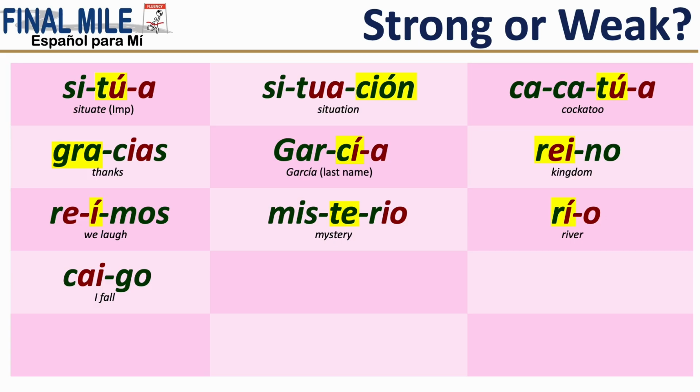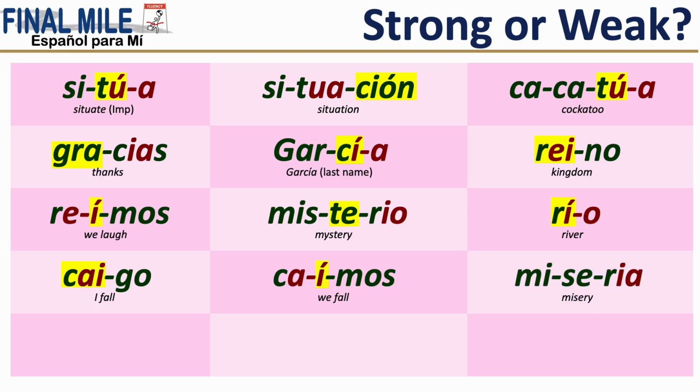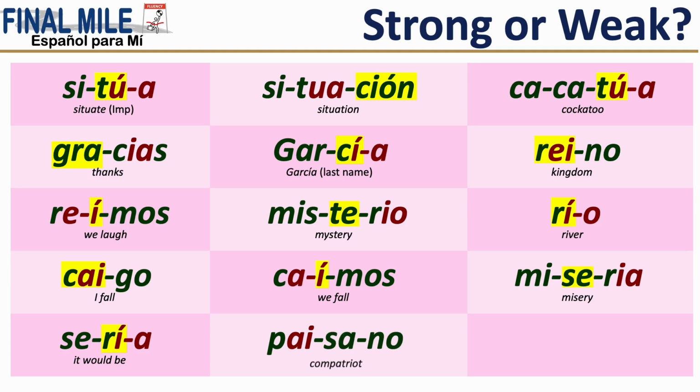A-I. Caigo. With an accent, they are separated. Caímos. They are together, no accent. Okay, smile twice. Miseria. And here they are separated. I gets an accent. Sería. No accent, they're together. Paisano. With an accent, they get separated. País.